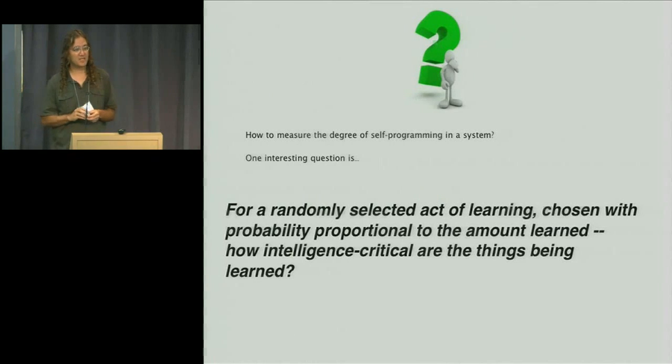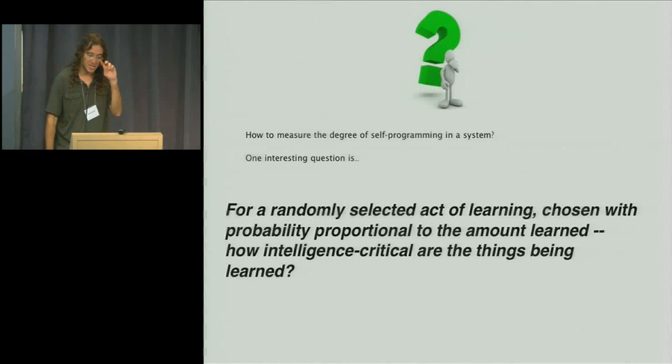So in practice, if you want to measure the degree of self-programming in a system, you could choose a randomly selected act of learning the system does, choose it with probability proportional to how much was learned, and say, well, okay, how intelligence critical was that thing? So then if most of the learning is about things that are core to the system's intelligence, that would come out high. If most of the system's learning is about things that are not critical to the system's intelligence, the system isn't doing much self-programming.